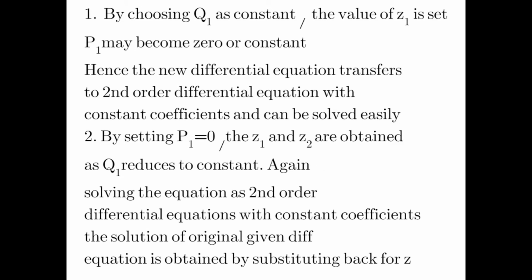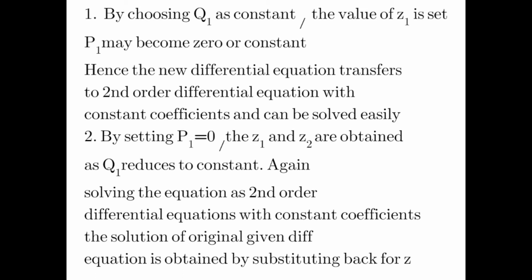So we need to find the new variable z as a function of x. For this we have two techniques. In the first technique, we let q1 be a constant. q1 is equal to q divided by z1 square. We let this be a constant.